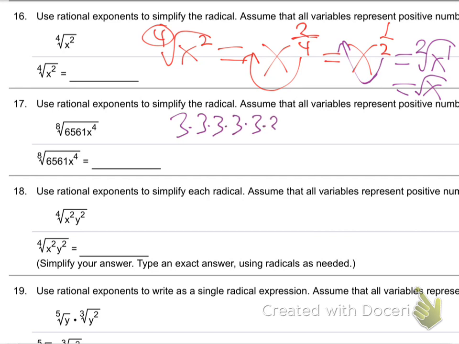8 times. And do you guys know how to do the power button on your calculator? I'm glad to show you after class, like 3 to the 8th power, or you might have an X to the Y button. Depends on the calculator. So you can check it quick that way. 3 to the 8th power is 6561. So we got that. The 8th root is going to be 3.